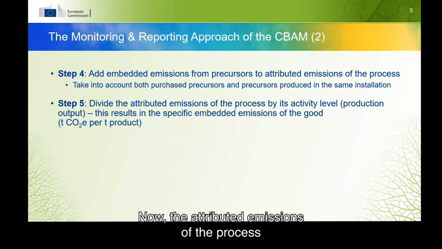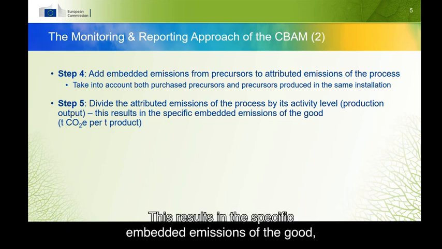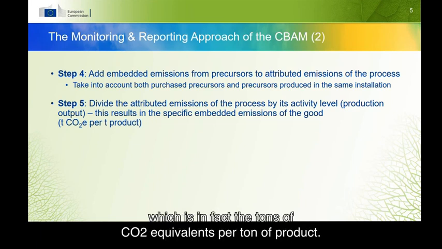Now, the attributed emissions of the process are divided by its activity level, the production output. This results in the specific embedded emissions of the good, which is in fact the tons of CO2 equivalents per ton of product.